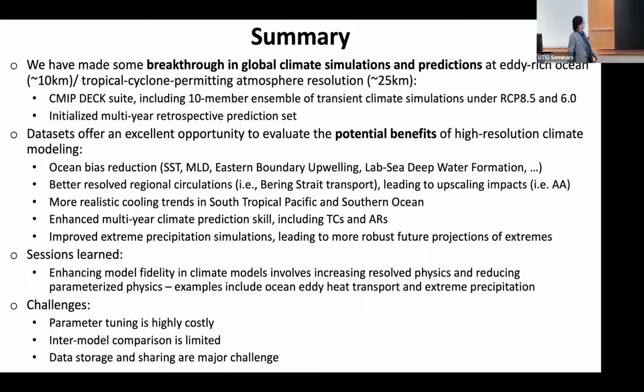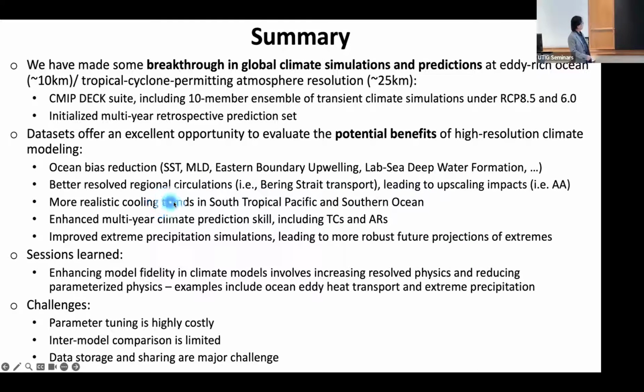And we're already seeing some of the benefits. For example, I don't have time to show you all the results, but we actually find that some of the common biases we're seeing in the model, for example, the SST bias, mixed layer bias, the upwelling bias, and even the Labrador Sea deep convection bias, are actually getting much better in a high resolution model. And also, I mentioned a few regional circulation features like the Bering Strait, right? The Bering Strait transport is getting more realistic, we believe, and that can lead to upscaling impact like the Arctic amplification.